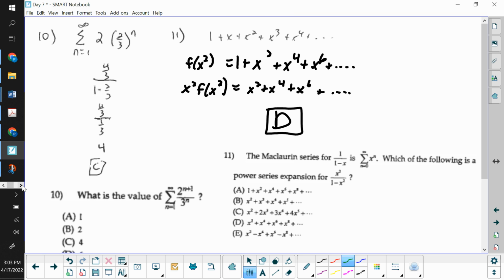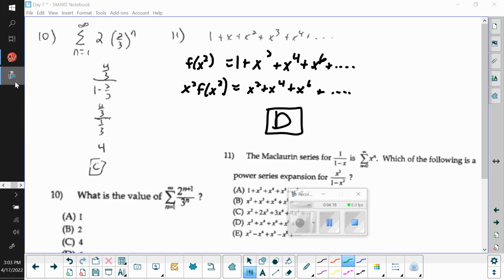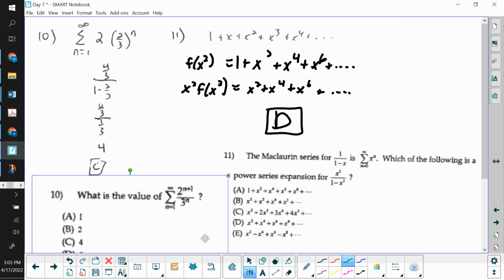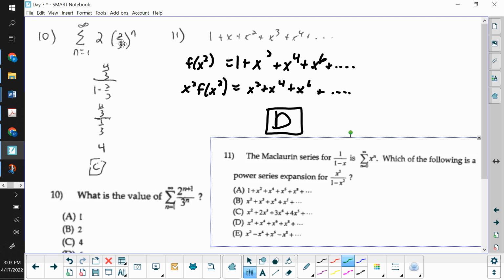For 10, we want to rewrite this so it's in a nicer geometric form. So think of that 2 to the n plus 1 as being 2 to the n times 2. So then we can rewrite it as 2 times 2/3 to the n. Well, this is geometric, where we will have a sum because absolute value of r is less than 1. So when you sub in 1, we get back 4/3 for our a1, put on top. 1 minus r, we're multiplying by 2/3 each time. When you neaten that up, you get 4.